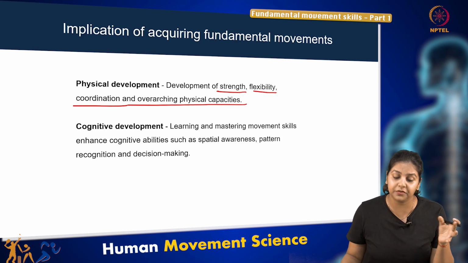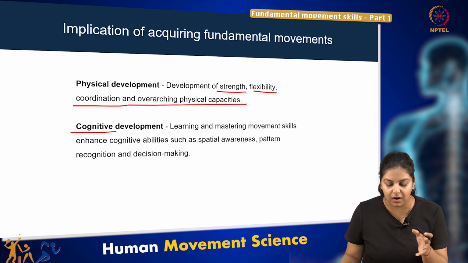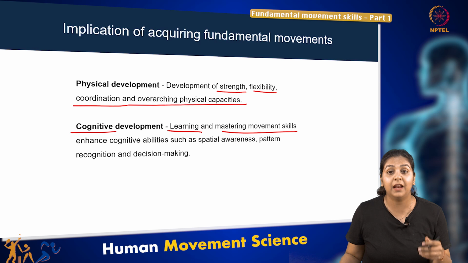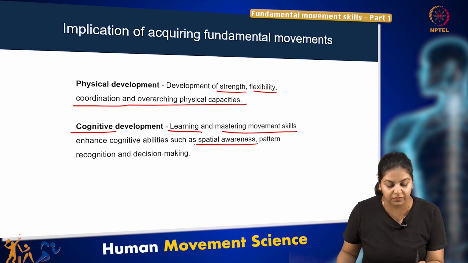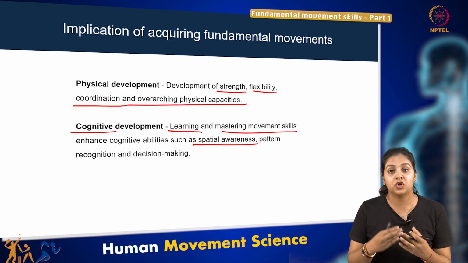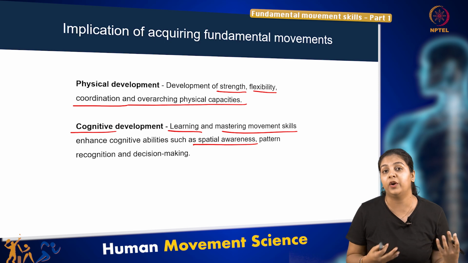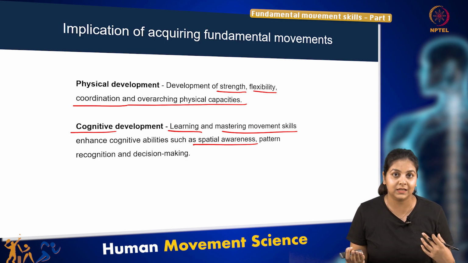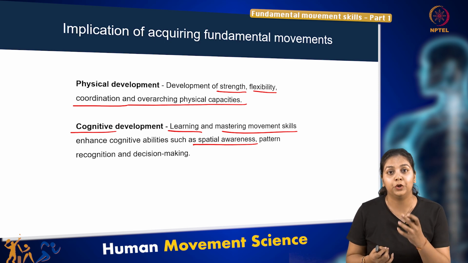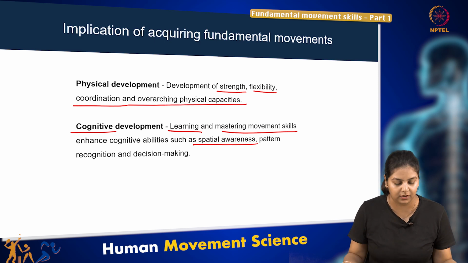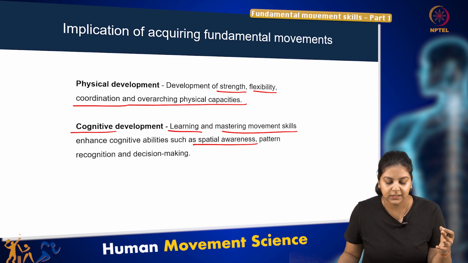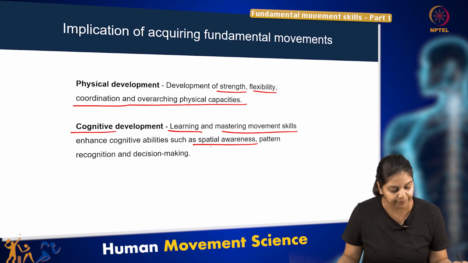How does it aid in cognitive development? So cognitive development, it helps you to learn and master these movement skills that then builds different patterns for you, right? So your brain is trained in spatial awareness. So for example, if you're trained in catching and throwing, it develops your kinesthetic awareness, which basically is where is the ball? Can you locate the ball? How far do you need to move in order to catch the ball? How do you need to position, right? So all of these are your spatial awareness or kinesthetic awareness, which we'll see in the next few slides.